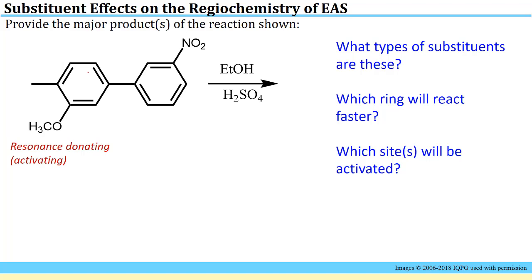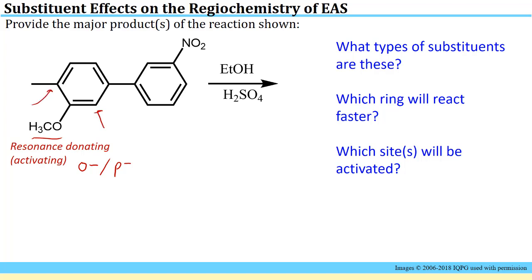Which sites will be activated? Well, you have to use the directing ability of the most activating substituent. So we ignore this one, and we think only about the most activating resonance donor. Resonance is better at stabilizing cations, so that will dictate the next site of substitution. And these resonance donating substituents, as we learned in the primer, are ortho and para directing. So we would like to add the next substituent either ortho or para to this methoxy group.